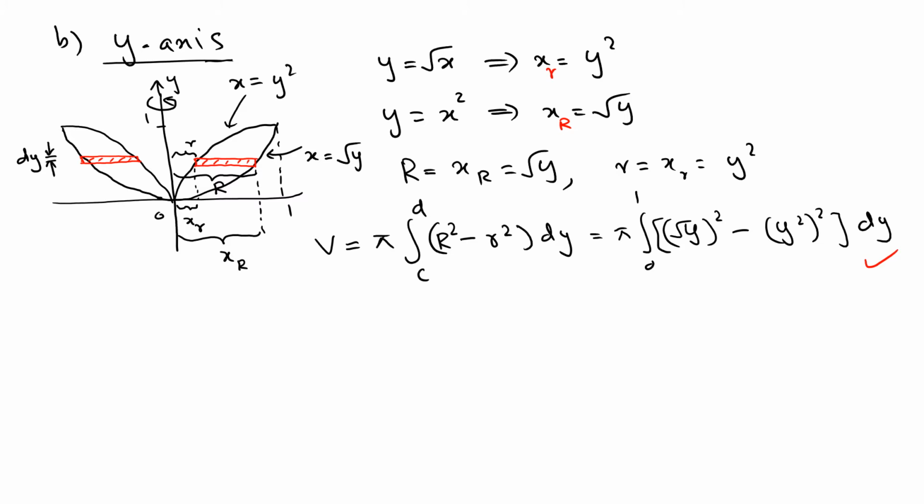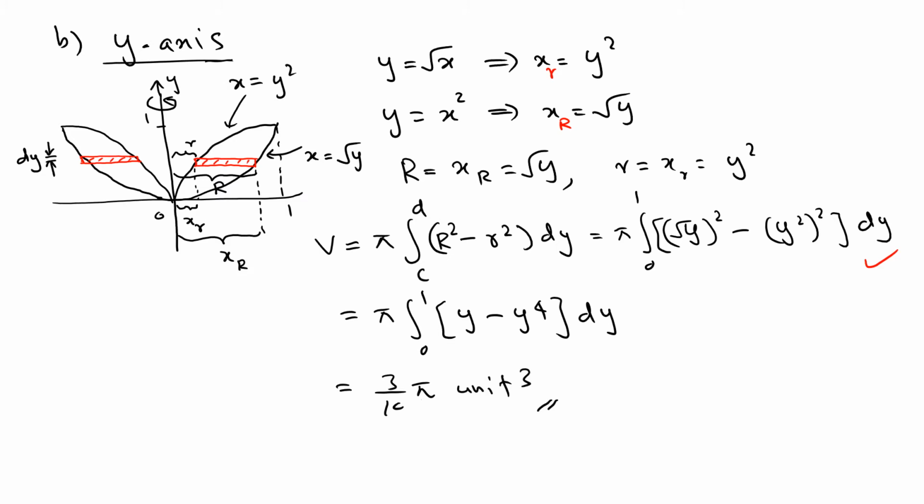This is easy to simplify as before. It's pi times the integral from 0 to 1 of y minus y to the fourth dy, and you can see that this is exactly the same integral as last time. So we know the answer for this one: 3/10 pi. Okay, that doesn't always happen. This is a special situation.